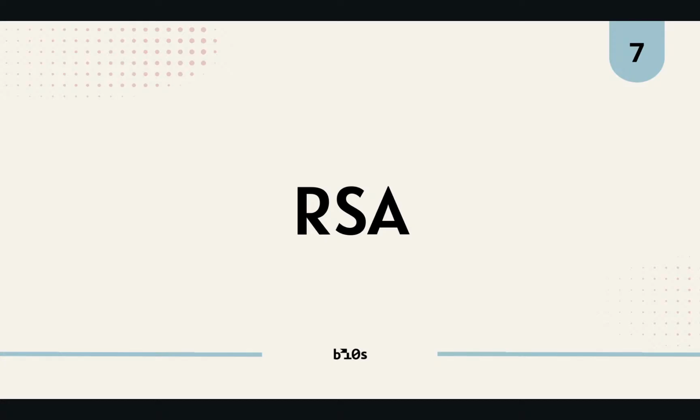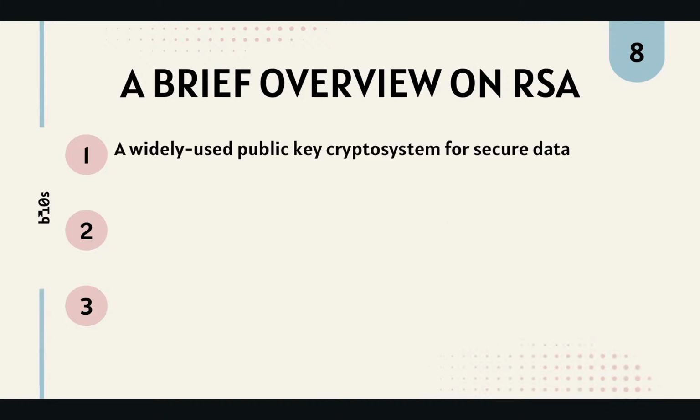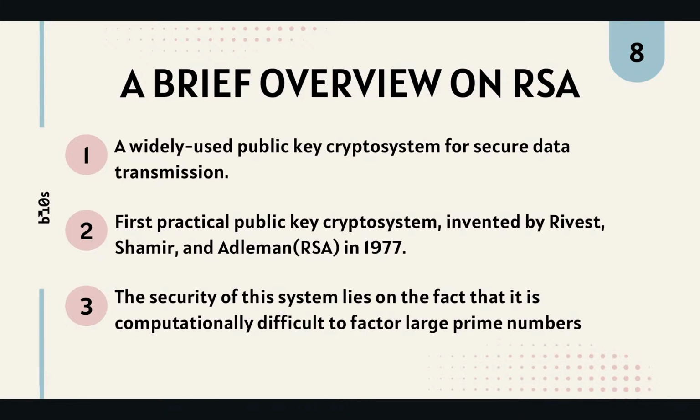So that's enough about the categories of crypto systems. We'll actually get into one of them, which is RSA. So what is RSA? I'll give you an overview of what RSA is. RSA is a very widely used public key crypto system for securing data, for encryption, decryption, and signatures.